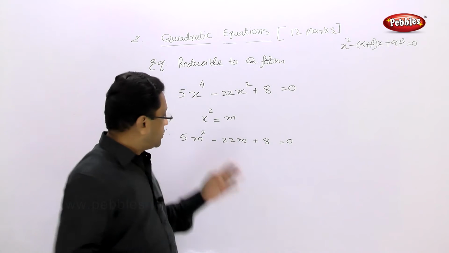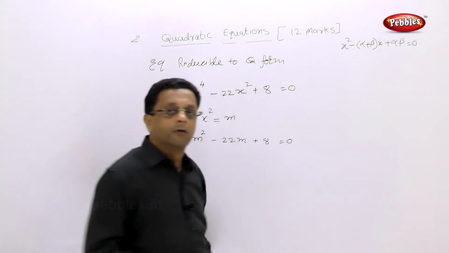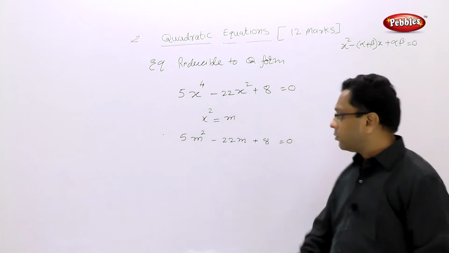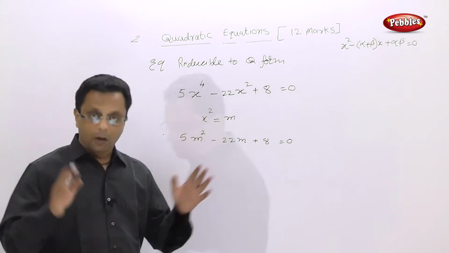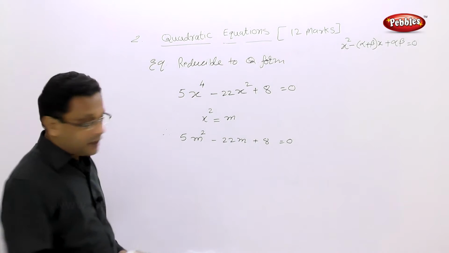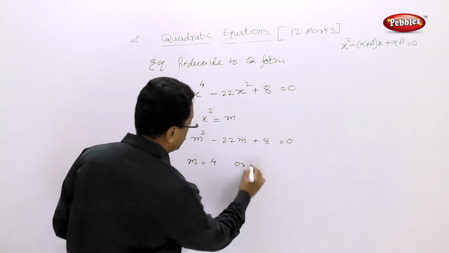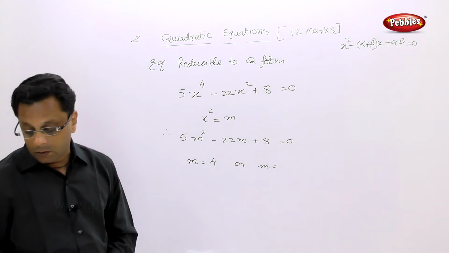Now let us solve this example using the quadratic equation methods we have been doing. Pause your video, solve this and find out the value of m right now. By solving this quadratic equation, we get m is equal to 4, or m is equal to 2 upon 5.